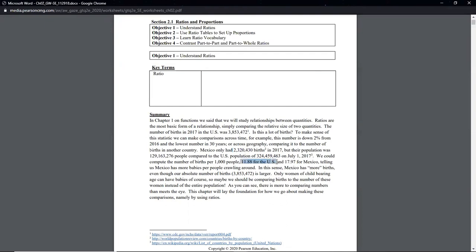you can see that there's 11.88 births per 1,000 people. So this is a very common type of proportion where they compare it to a per 100 people or per 1,000 people, as we will see moving forward. So there was about 12 births for every 1,000 people in the US, but there was about 18 births for every 1,000 people in Mexico. And what that means is Mexico is growing quicker, at least in the year 2017. They have more births in this sense when you think about it as a base value of the population.